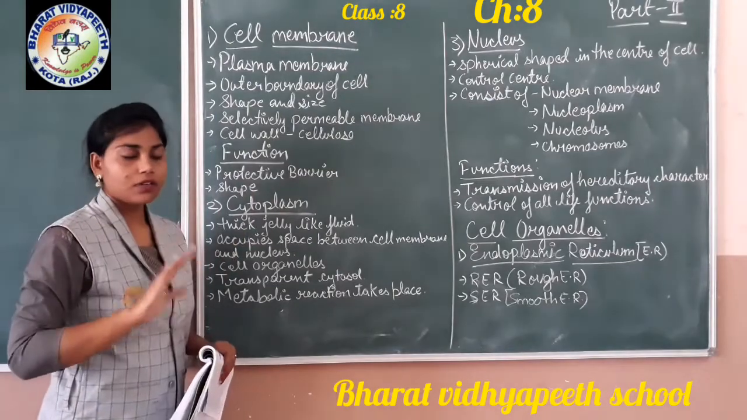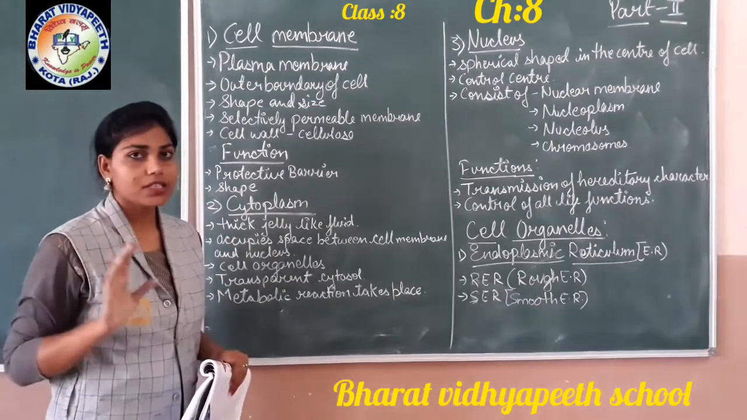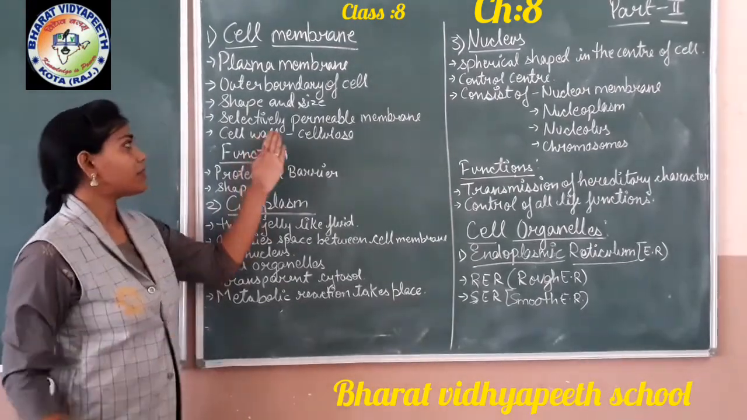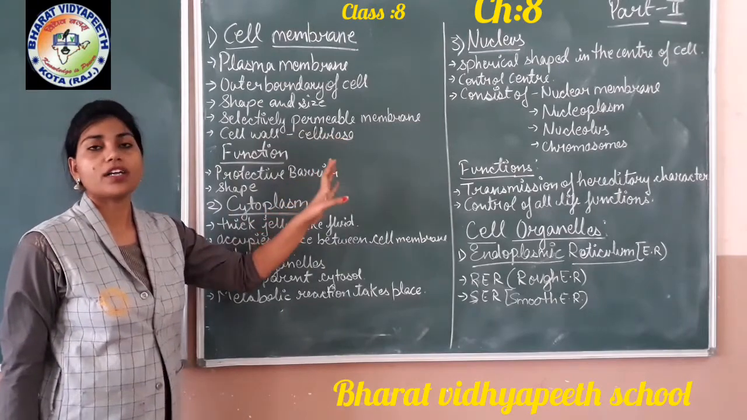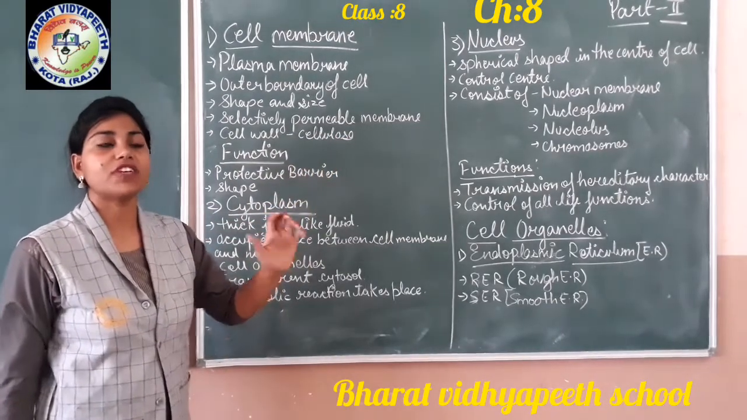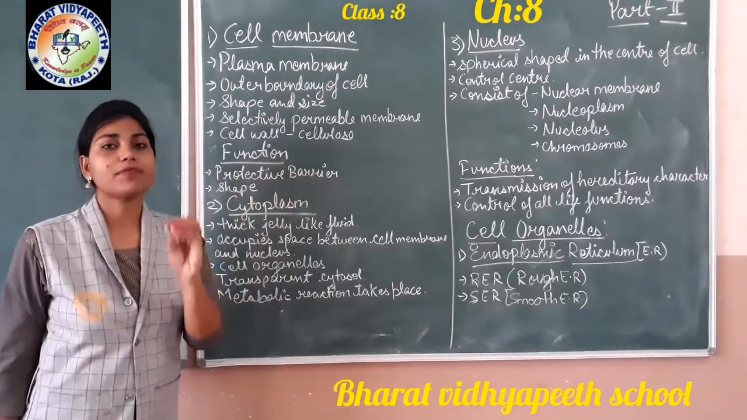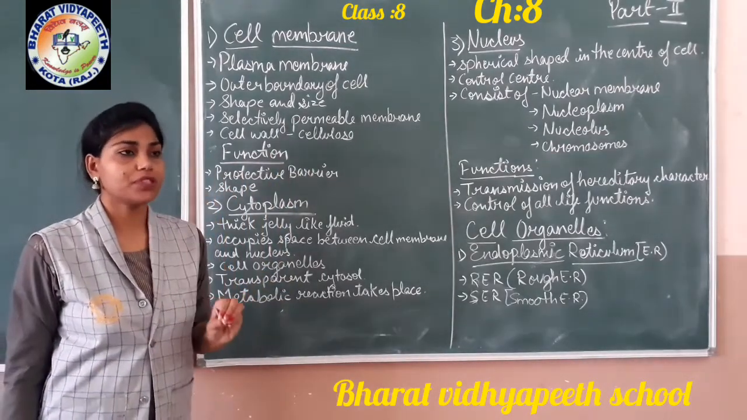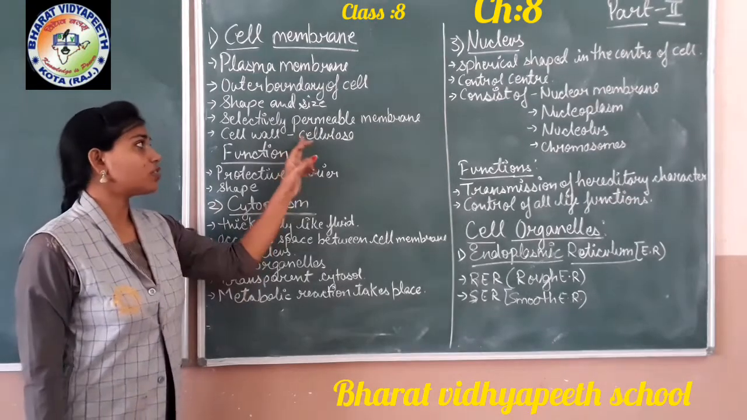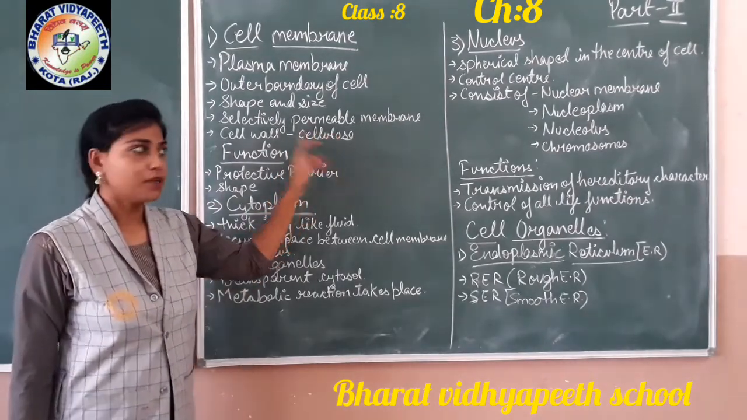The cell is present, and there is also an environment around the cell. This membrane allows only the required material. When the cell requires some nutrients or some material, the membrane allows only that type of material which the cell requires to enter into the cell.